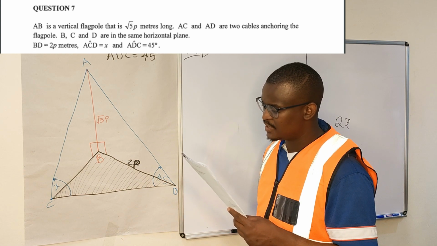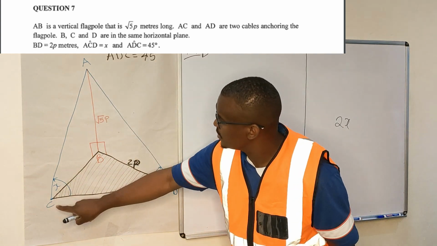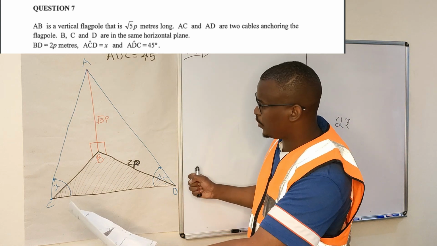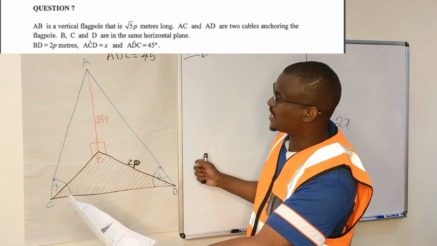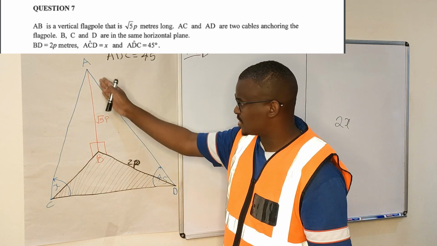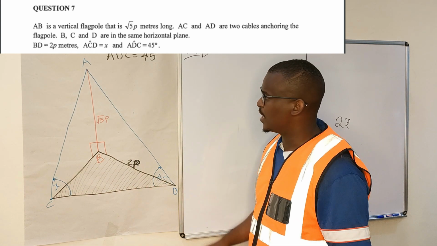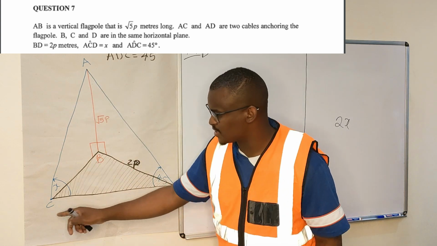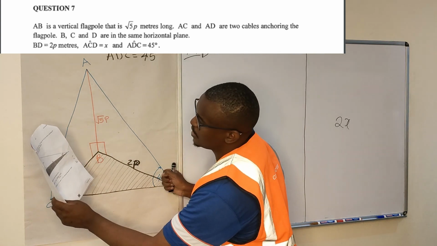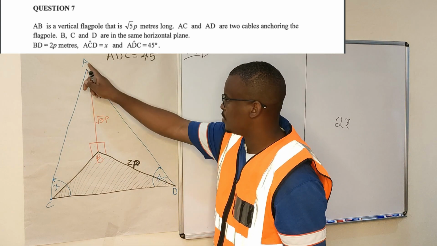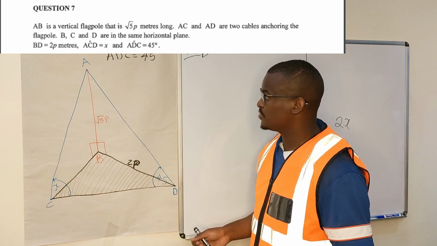AC and DC are two cables anchoring the flagpole. So AC and DC are two cables that are anchoring this flagpole so that it can remain in this orientation without falling or moving around. So these are the anchors, this side and that side. They are cables anchored to the flagpole so that it doesn't shift or move around. So I would assume that this flagpole is stable now.